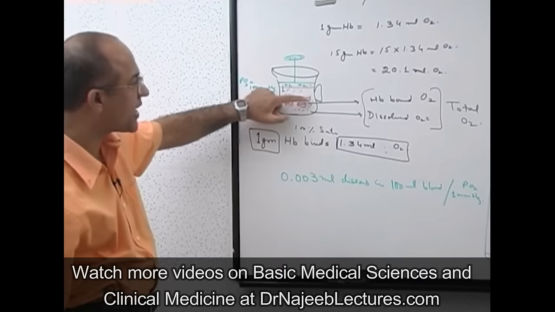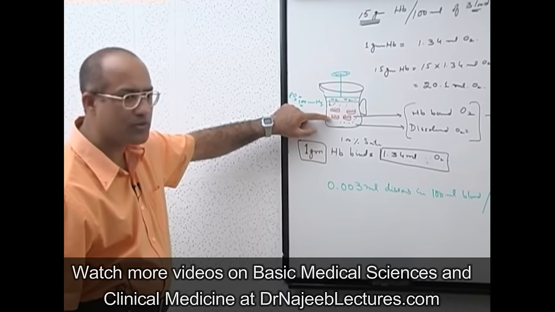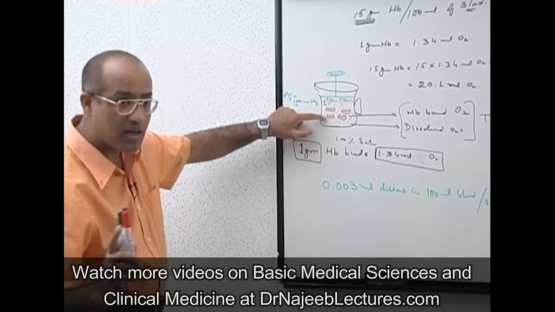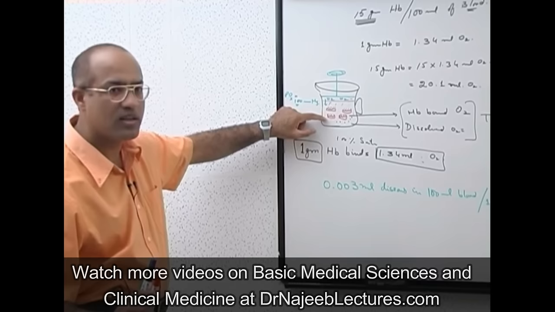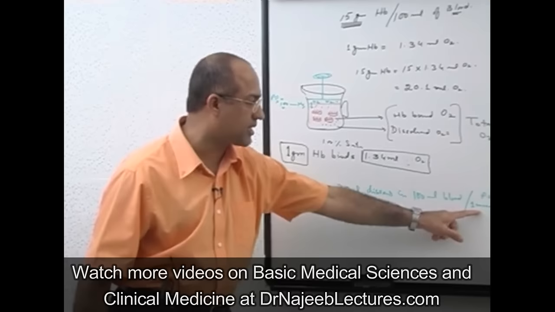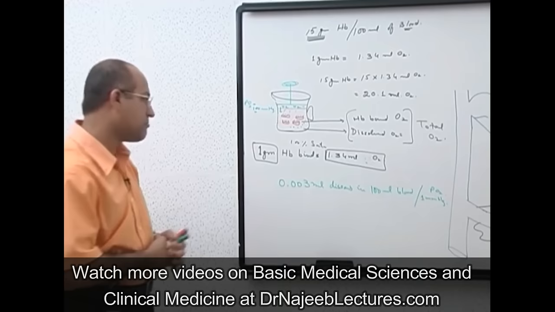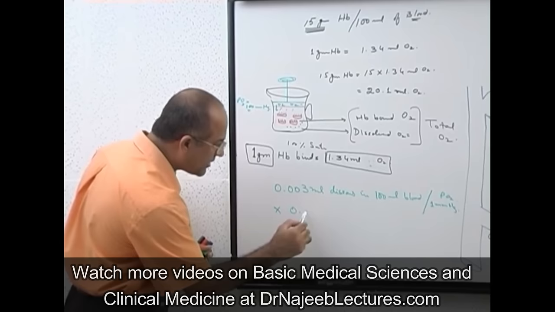Is that right? For the oxygen which is binding, we have already determined that when pressure is 100 millimeters of mercury, 100% saturation of hemoglobin occurs, 1 gram binds 1.34 ml. If it is 15 grams, the total will be 20.1 ml of oxygen, which will be held with hemoglobin. Clear? Now we have to talk about dissolved oxygen. Under partial pressure of 1 millimeter of mercury, only 0.003 ml of oxygen dissolves. It means oxygen is not very soluble. And when pressure is 100, you multiply by 100, and how much will it become? 0.3 ml.